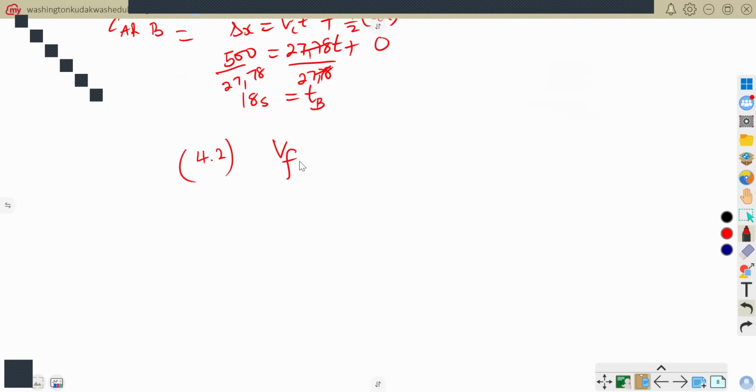We need the final velocity of car A, which is given by the initial velocity of car A plus its acceleration times the time taken. We already calculated the time for A, which was 28.87 seconds. We are given the acceleration, which is 1.2 meters per square second, and the initial velocity was 0.